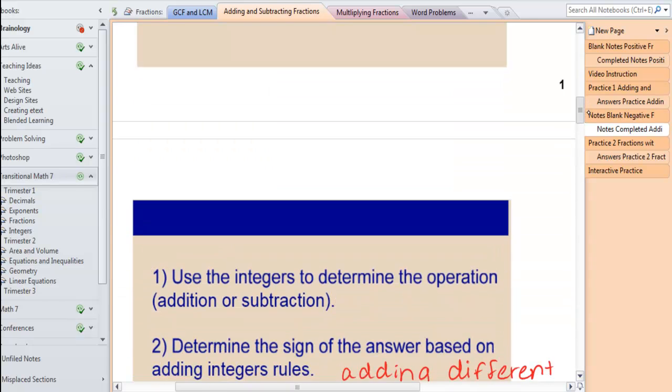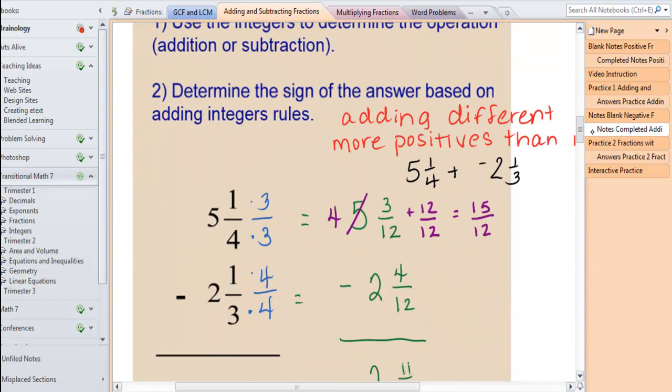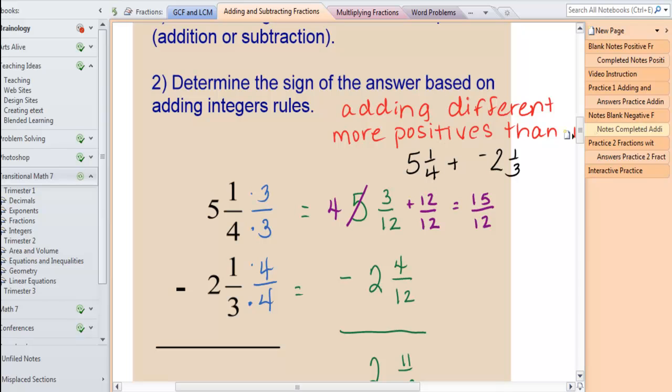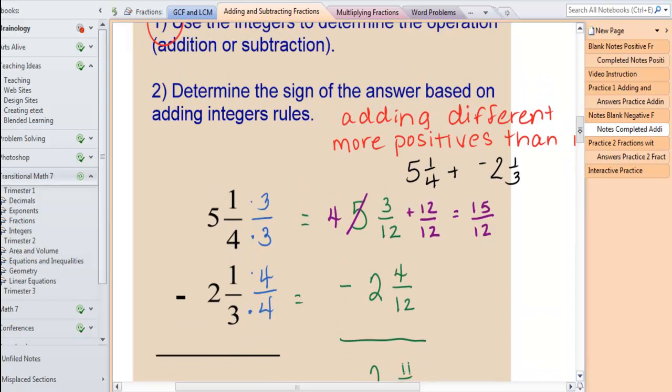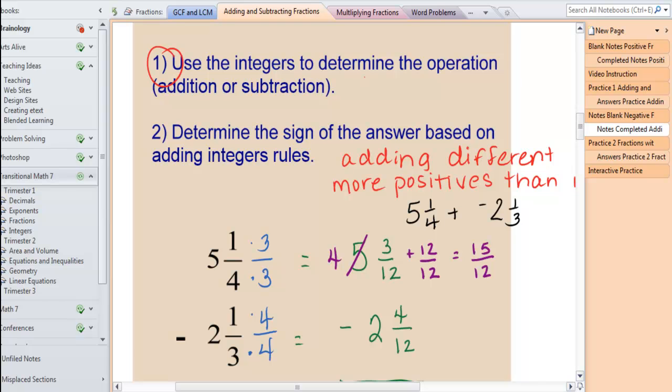Let's say we have a problem like 5 1/4 minus 2 1/3. Well, we're going to change all subtraction to addition. And then we're going to use our integer rules to determine the operation. So that's our first step once we change all subtraction to addition. So I'm going to look at this problem once I change it to addition: 5 1/4 plus negative 2 1/3.